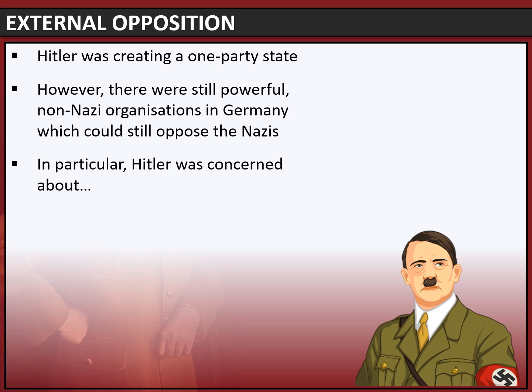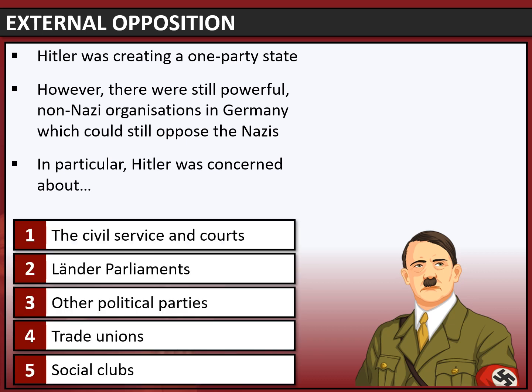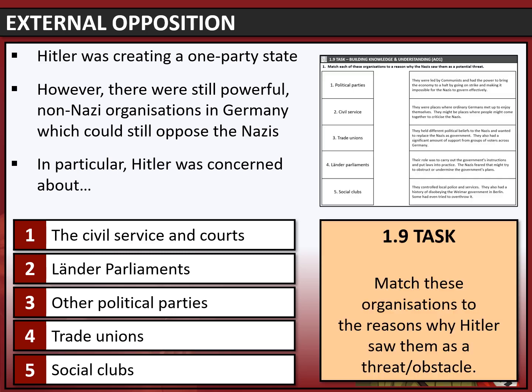In particular, Hitler was concerned about these groups: the civil service and courts, the Länder parliaments, those are the regional parliaments in different parts of Germany, other political parties like the Social Democrats and the Communists, trade unions, so workers' organisations, and last but not least, social clubs, places where people met up to enjoy their leisure time, for example, orchestras, sports clubs, and those kinds of places.